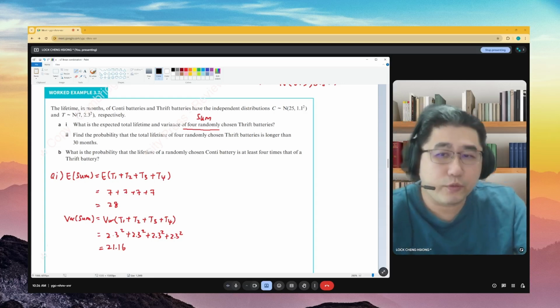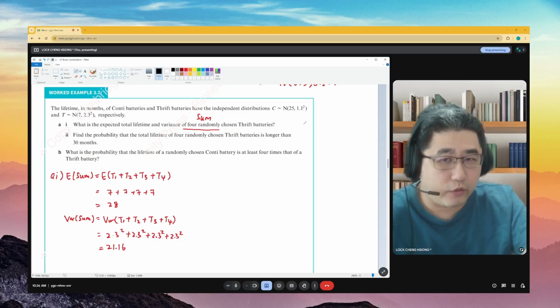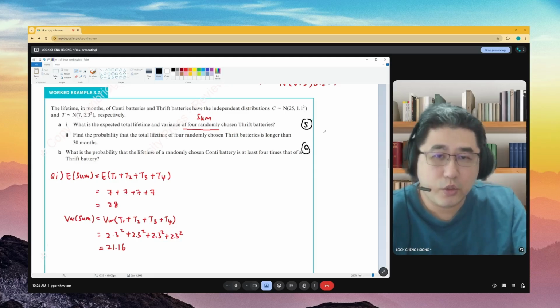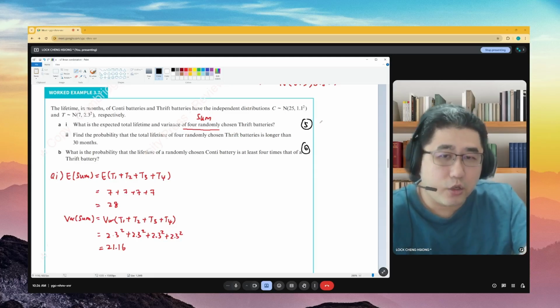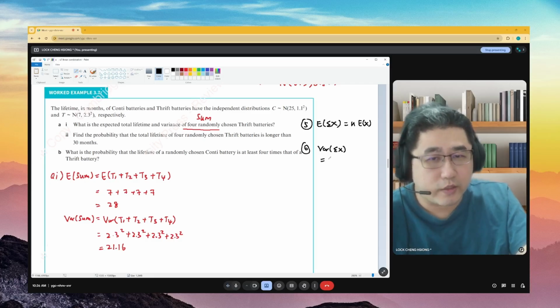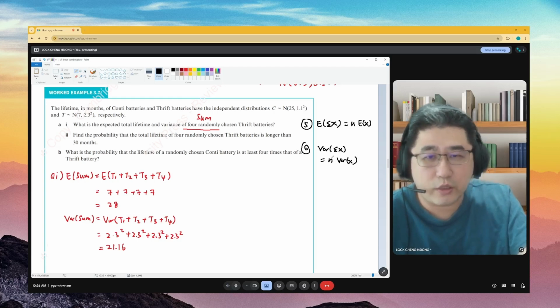In order to help students understand better about the rule, over here I wrote rule number 5 and rule number 6. Rule number 5 says, if you have expected of sum of x, you can write as n times of expected of x. And if you have variance of sum of x, you can write as n times of variance of x. Please be aware, this is not n square.